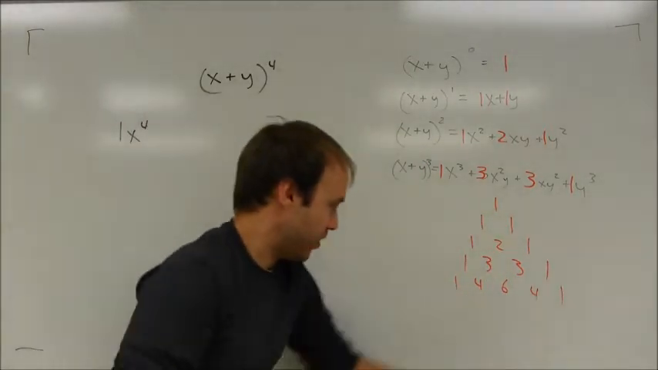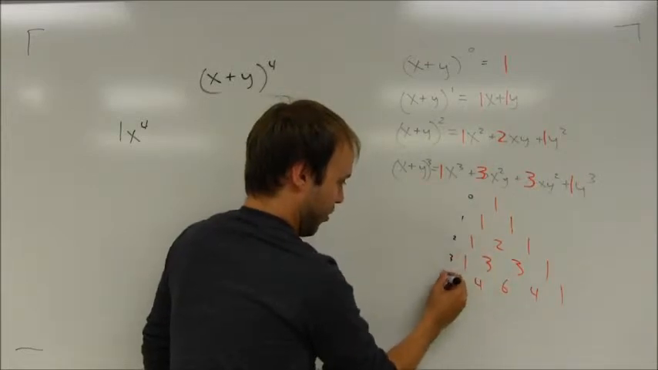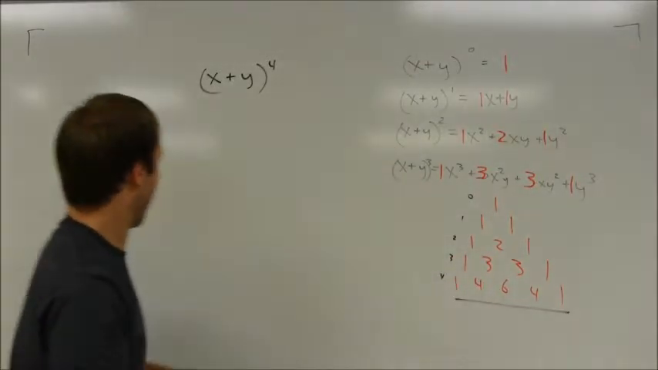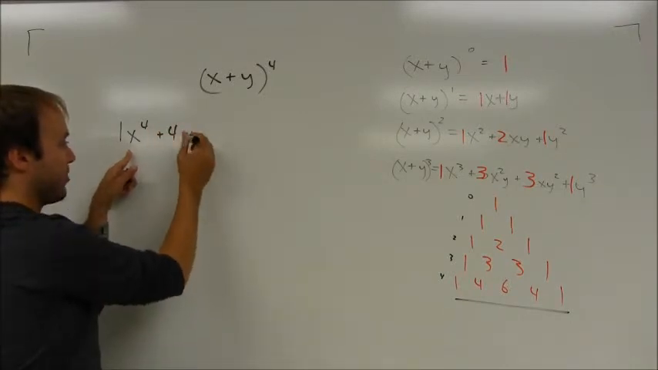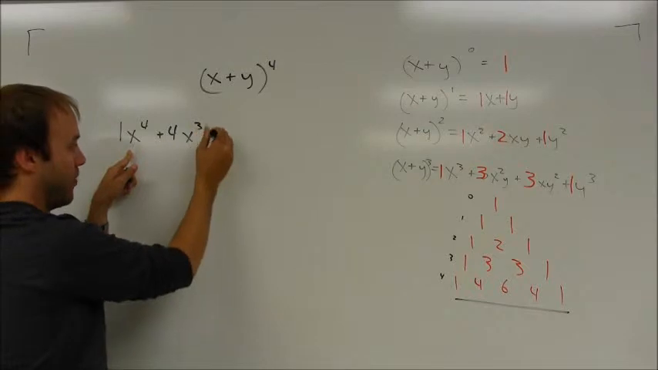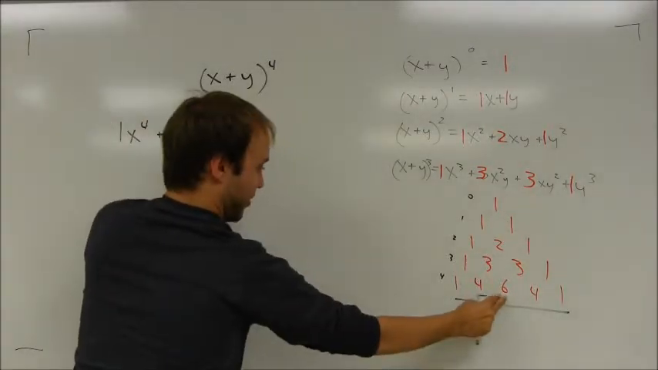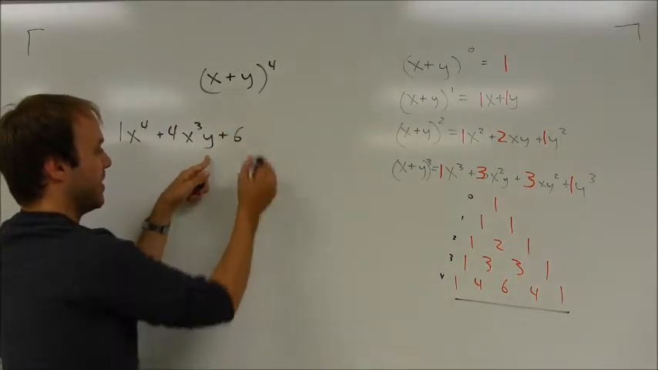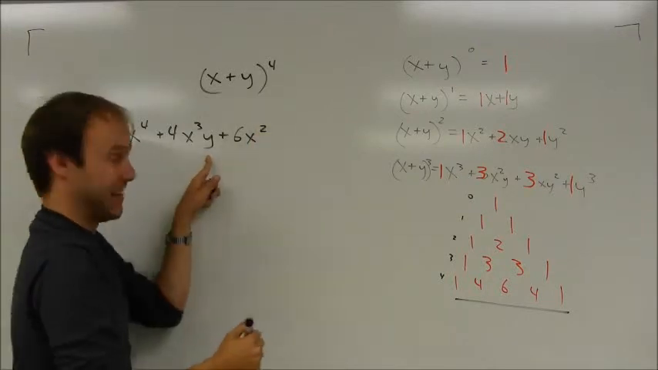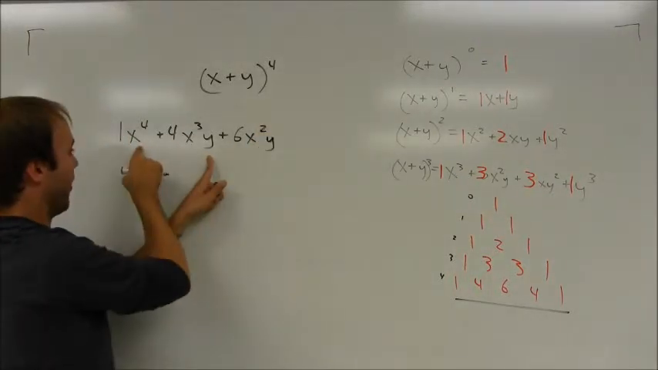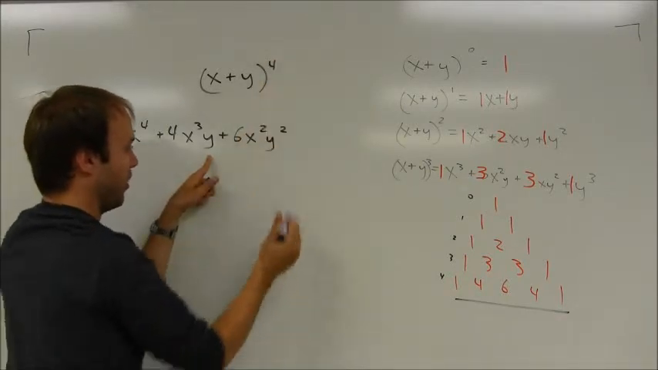So my coefficients are going to be this line here. So this is my 0 power, first, second, third, fourth power. That's my fourth power line. So I'm going to have 1x to the fourth plus 4. The x will drop by 1 power. The y will rise by 1 power. Okay? Plus, I have a 6 here as my next coefficient. I'm going to have an x dropping powers, drops down to an x to the second. My y's are increasing. That'll be a y squared. Notice my two exponents add up to 4.